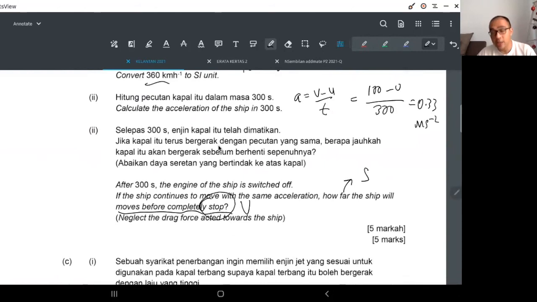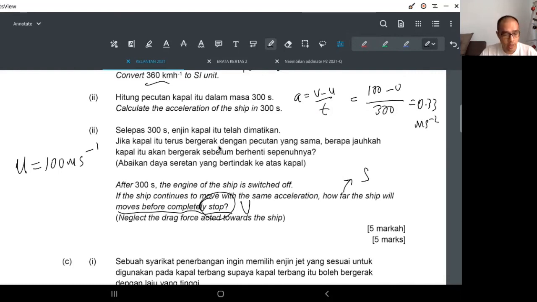Completely stop means V is 0. It's going to start with U. U equals 100 meters per second, because it's already moving at 100 meters per second when you switch off the engine. So it's 100 meters per second and it's going to decelerate. If the ship continues to move with the same acceleration?